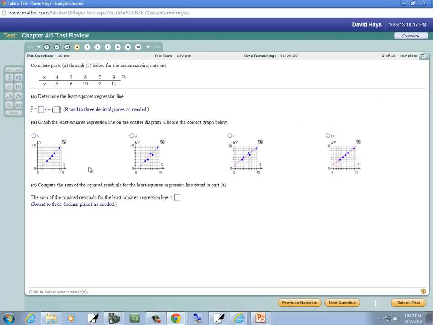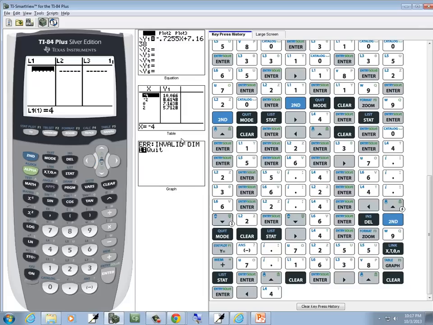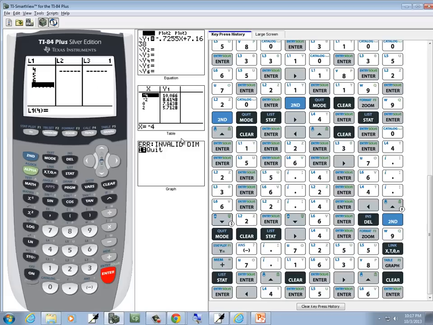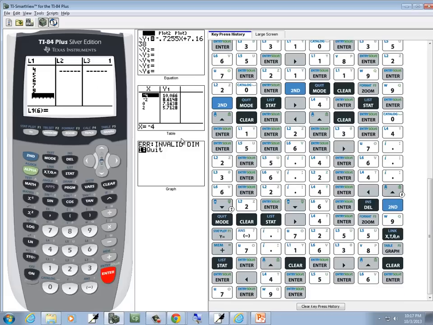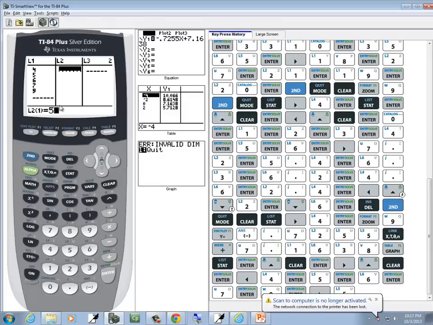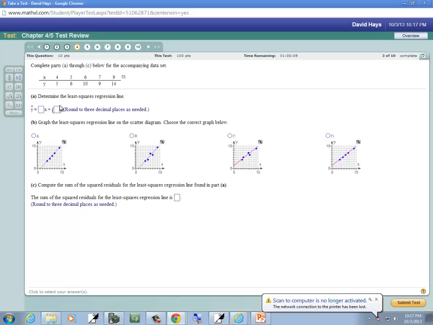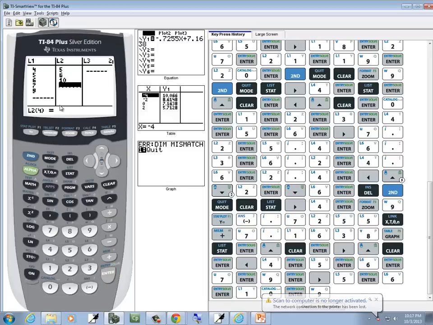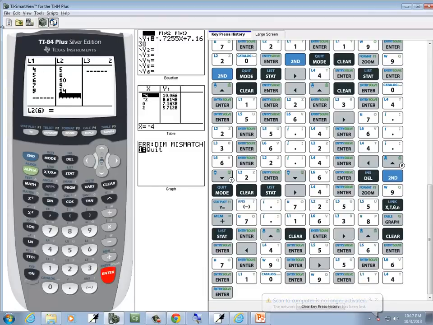Let me go back to L1 now, and I'm going to put in 4, 5, 6, 7, 9. So 4 enter, 5 enter, 6 enter, 7 enter, 9 enter. Go over to L2, and we want to put in 5, 6, 10, 9, 14. So 5 enter, 6 enter, 10 enter, 9 enter, 14 enter. I'm going to exit out, do second mode.